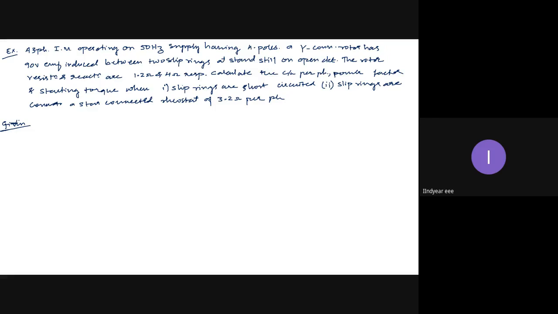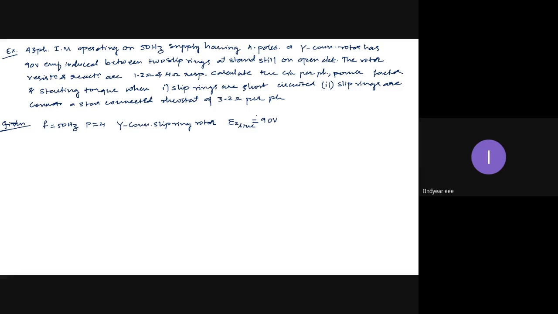So the given things are frequency is 50 hertz, number of poles are 4. Okay, it is a star connected slip ring rotor. Then there is a 90 volt EMF induced in the rotor between two slip rings. It means that E2 line is equal to 90 volts.